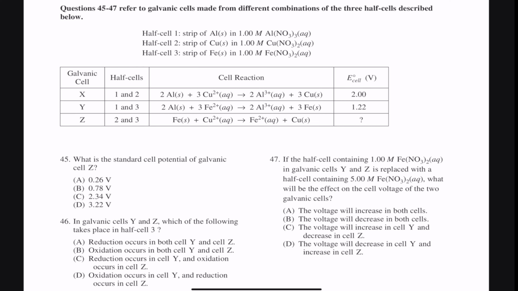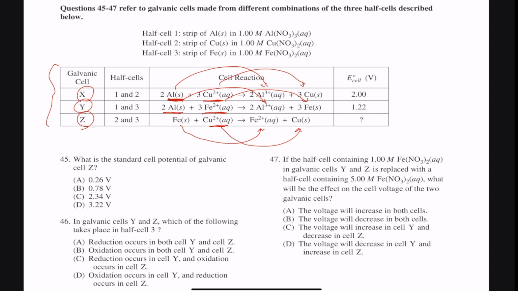All right, questions 45 through 47 refer to galvanic cells made from different combinations of the three half cells described below. So we have half cell 1, half cell 2, and half cell 3. Looking at these, it seems like galvanic cell X has the aluminum being oxidized and copper being reduced, and then Y has aluminum being oxidized and iron being reduced, and then Z's got iron being oxidized, so that's basically Y flipped, and then copper being reduced, that's basically the same as X.